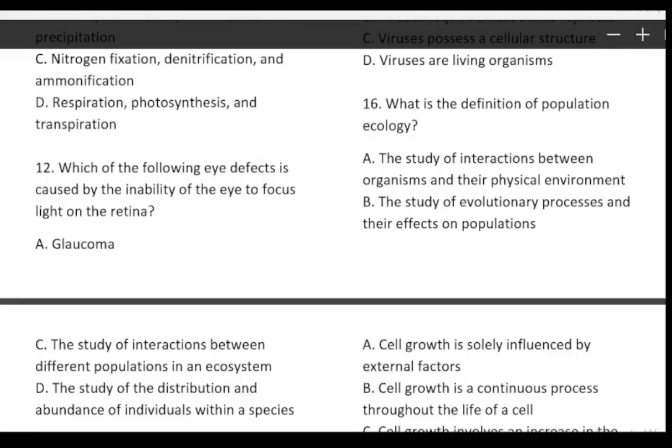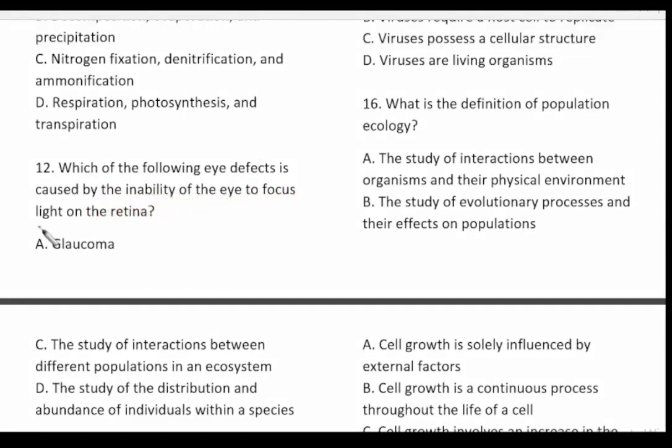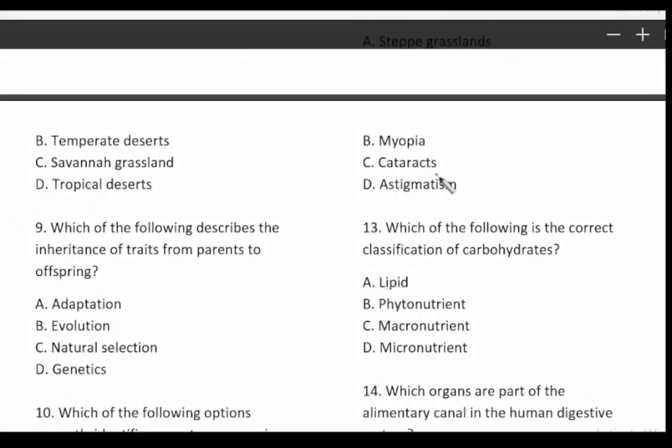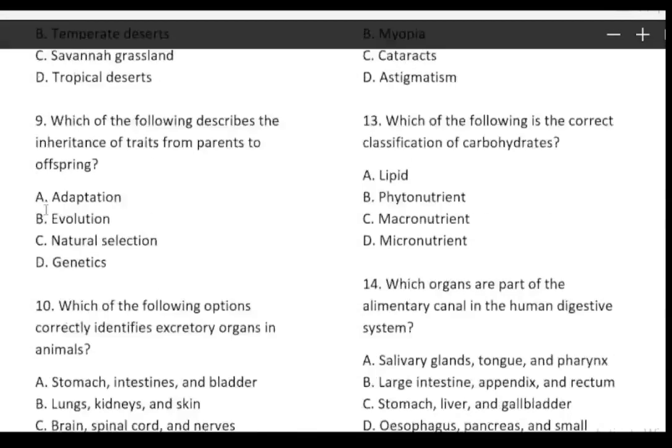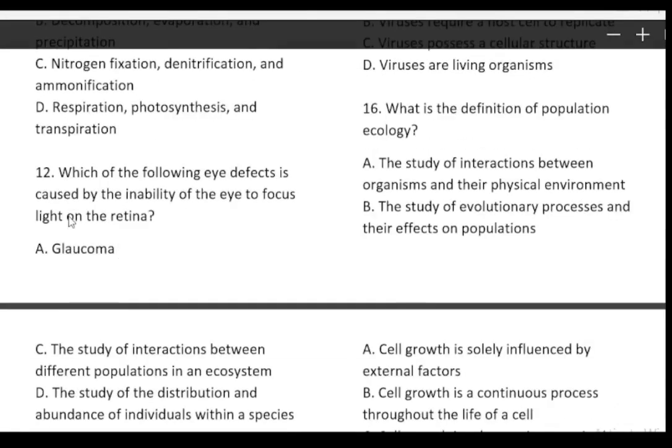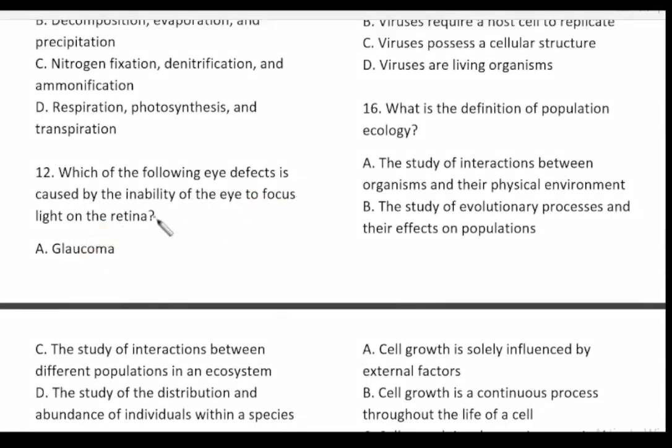Which of the following eye defects is caused by the inability of the eye to focus light on the retina? A. Glaucoma. B. Myopia. C. Cataracts. And D. Astigmatism. When we look at the question, it's talking about the inability of the eye to focus light on the retina. When the light is not focused on the retina, the vision will be blurry, the vision will not be clear. So which of these eye defects?